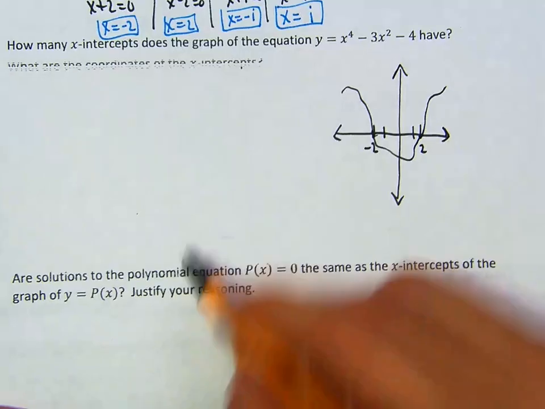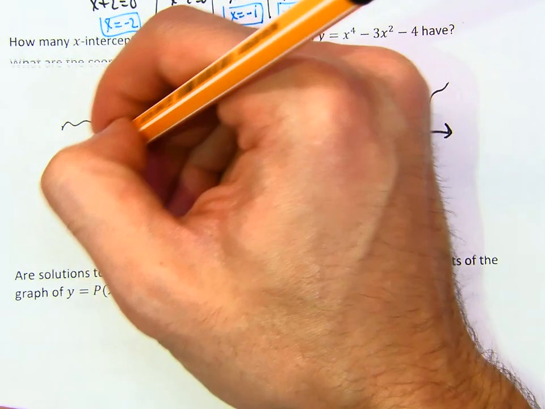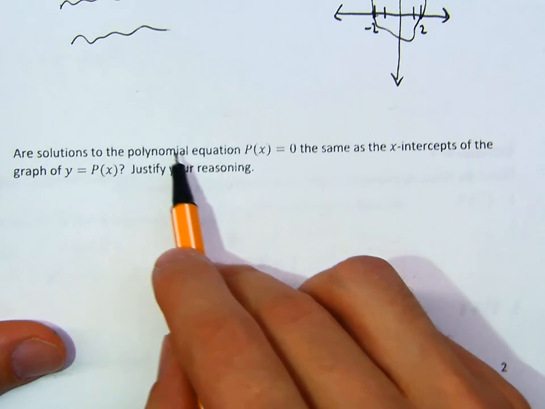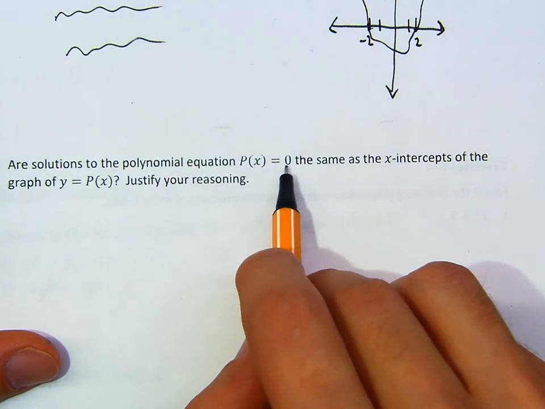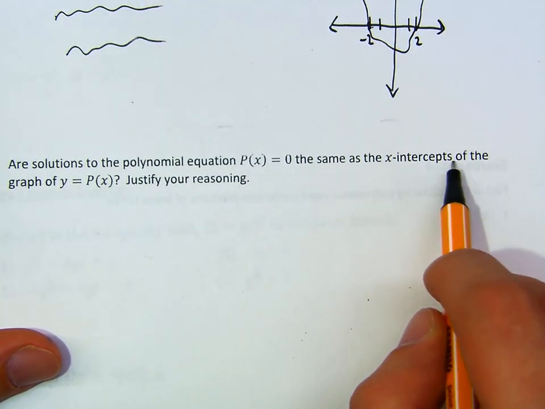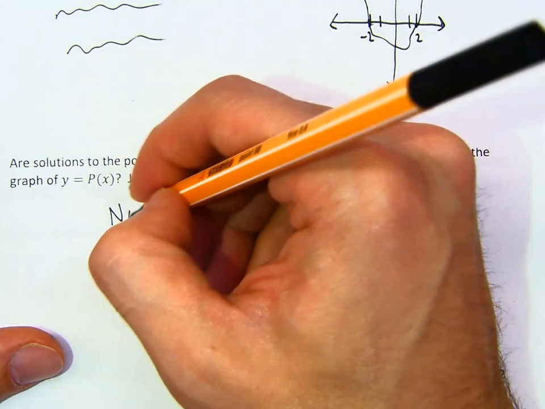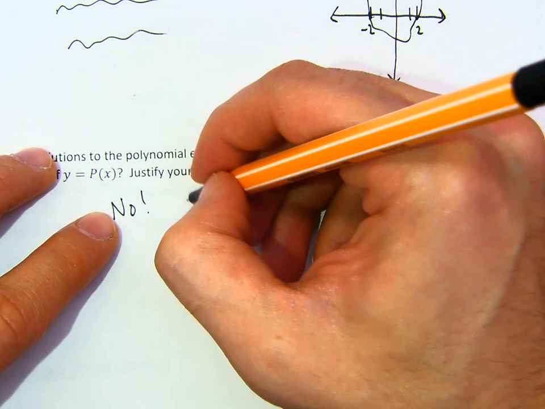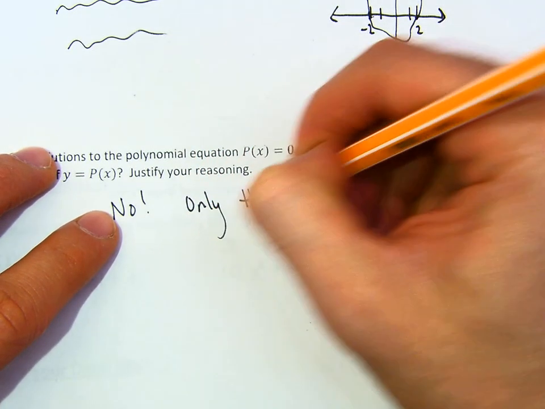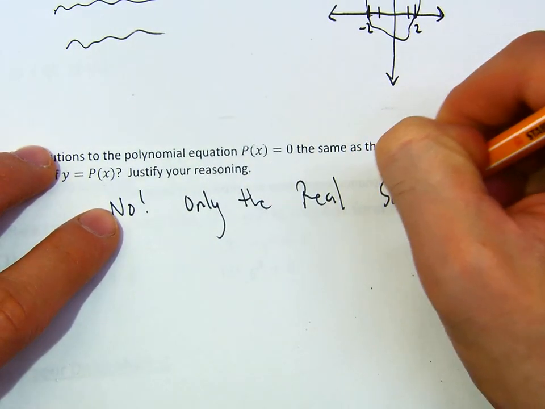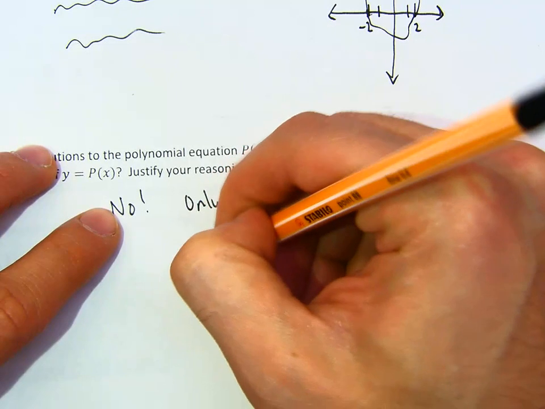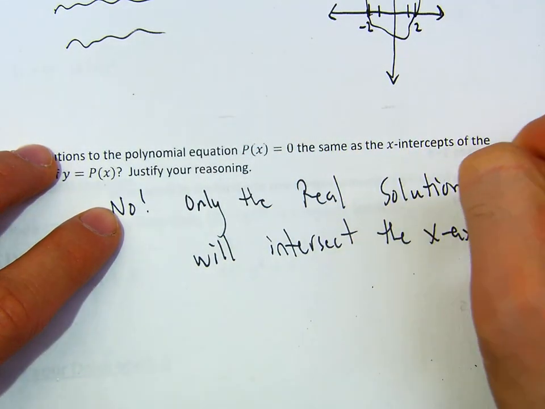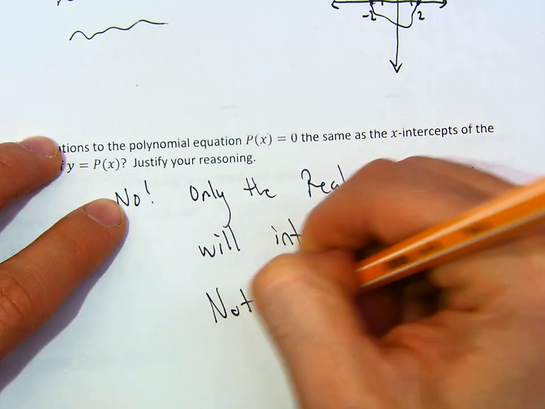Okay? So why don't you write a little justification for that? And here it's saying, are the solutions to the polynomial p of x equals 0 the same as the x-intercepts of the graph? No. Why? Because only the real solutions will intersect the x-axis, not the complex. Okay?